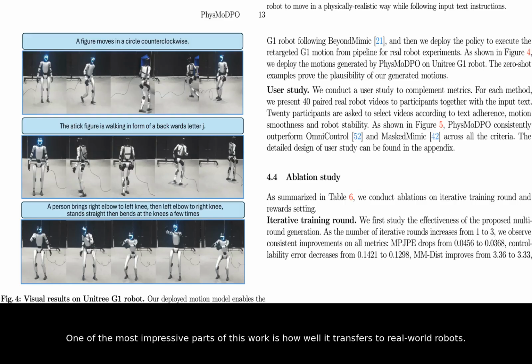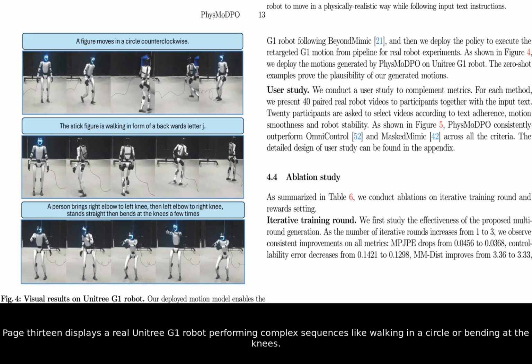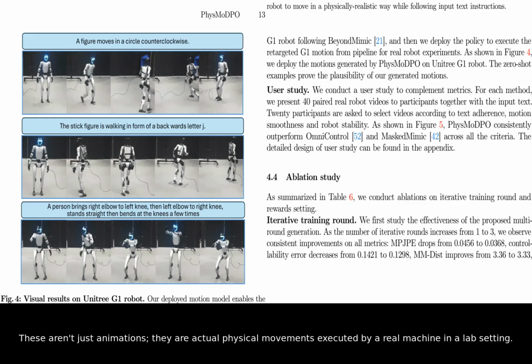One of the most impressive parts of this work is how well it transfers to real-world robots. Page 13 displays a real Unitree G1 robot performing complex sequences like walking in a circle or bending at the knees. These aren't just animations, they're actual physical movements executed by a real machine in a lab setting.